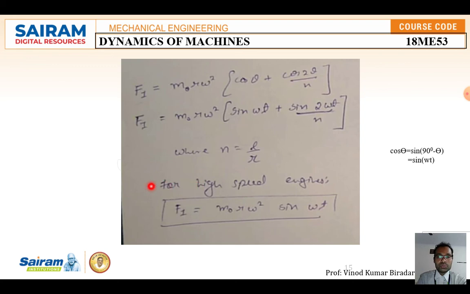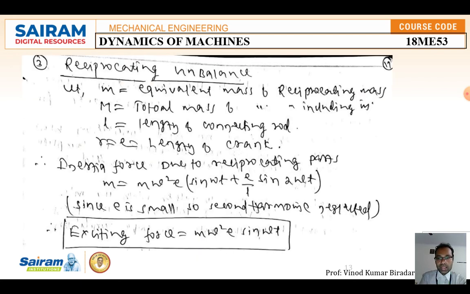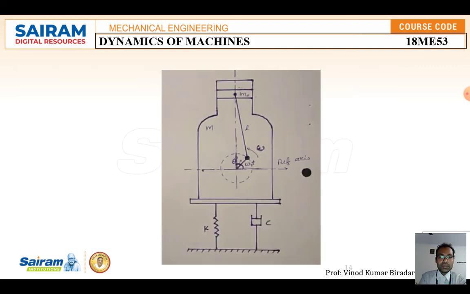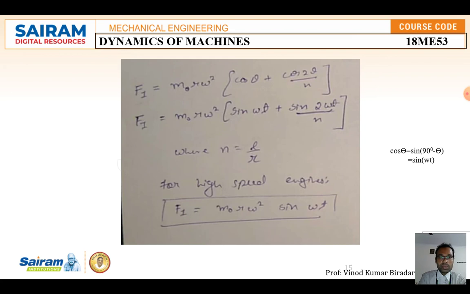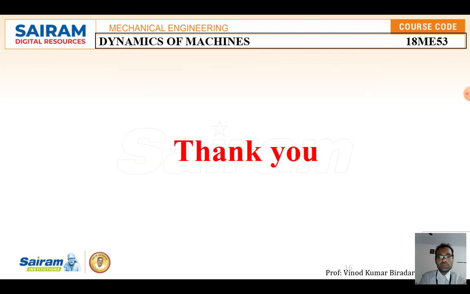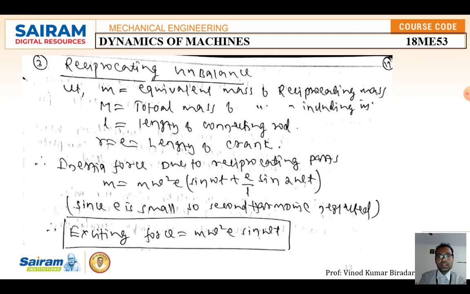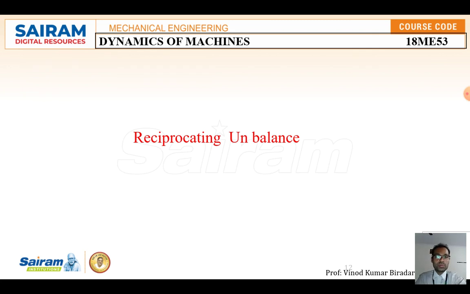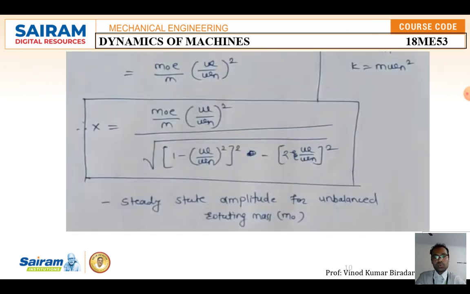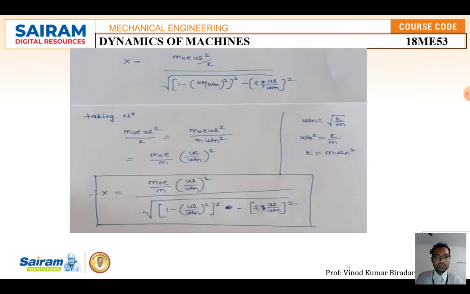So this is the equation for the reciprocating unbalance. This equation we are going to use while solving the problem. You have to remember these two equations. Either you can use the exerting force is equal to m omega square e sin omega t, or m naught r omega square sin omega t; both are the same equation. This equation is for the reciprocating unbalance, and the previous case was the rotating unbalance. Both the equations are very important while solving the problems. You remember this. I hope you understand this. Thank you.